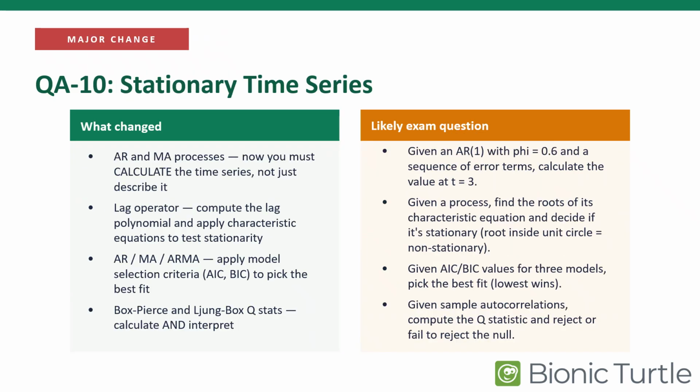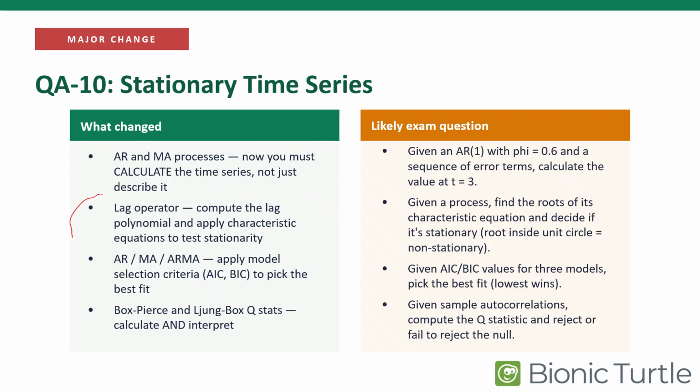All right, so chapter 10 on stationary time series has the biggest set of changes in all of Level 1. So it might be worth just stopping right here and taking a screenshot. In 2025, you could get away with just knowing what an autoregressive and a moving average were. However, in 2026, that's not enough. You have to actually calculate the time series given a phi coefficient and a sequence of error terms. So you need to be able to compute the value at any time.